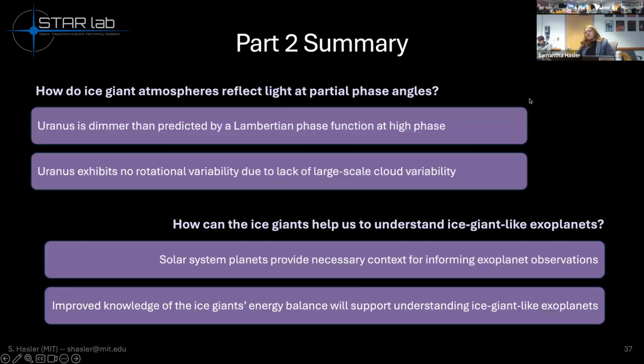So we've taken a look at how the ice giants reflect light at partial phase angles. We saw that Uranus is dimmer than predicted by Lambertian, and also there was no rotational variability due to that lack of large-scale cloud variability, which we expected from the context imaging. We've also taken a brief look at how the ice giants can help us understand ice giant-like exoplanets. So the solar system planets, of course, provide this really necessary context imaging, and we should continue to do these analyses into the future. And of course, understanding the energy balance of the planets within our solar system will help us to better extrapolate for understanding exoplanet observations.